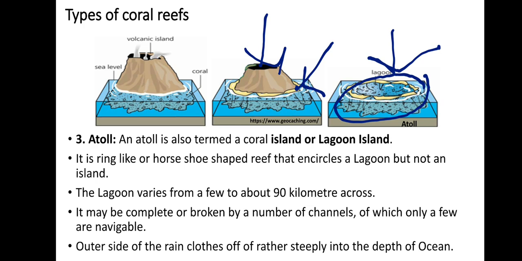And this atoll is characterized by no landmass at the center, only the reef filled with the water. And like barrier reef, there might be one or more than one entries towards the lagoon or the water body that is present within the barrier, within the reef. Okay, and here the lagoons might vary from a few kilometers to 90 kilometer across. That is the size of each lagoon. Sometimes there might be only one opening, sometimes there might be multiple channels through which somebody can come.